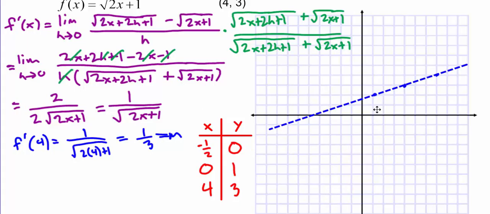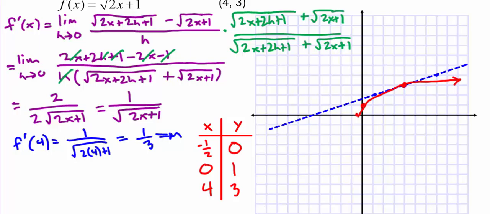So there it is, 4 and 3. Yeah, that should be a point. All right, we had a pretty good clue for that one. So (-1/2, 0), (0, 1), (4, 3). And we know it's a square root graph, and it's going to look something like this. A little rough on the graph, but you get the idea. And you can see that the line is, in fact, tangent.